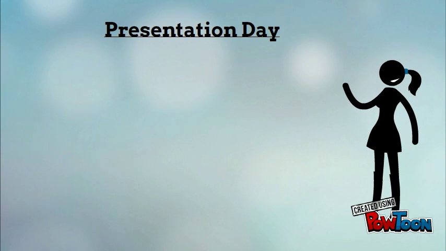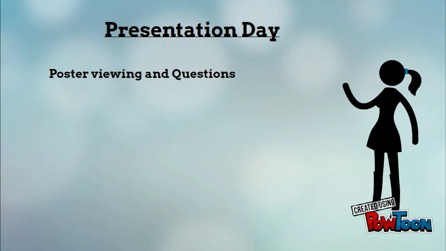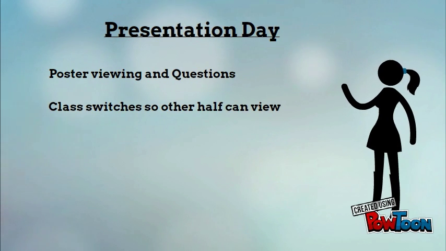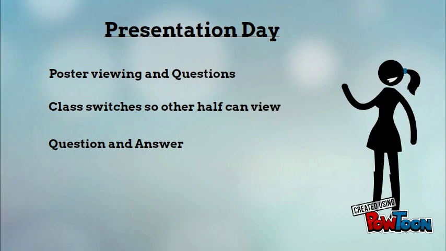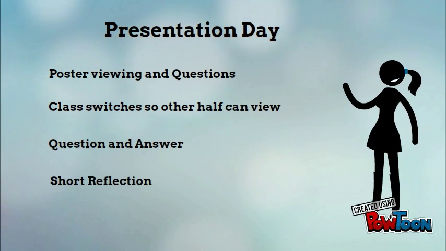On presentation day, half of the class will mingle around the other posters, while the other half stays with their poster to answer any questions. They will then switch so the other half of the class can mingle around. The class will then come back together for a teacher-led Q&A period, and then students write a short reflection of their learning in their journals.